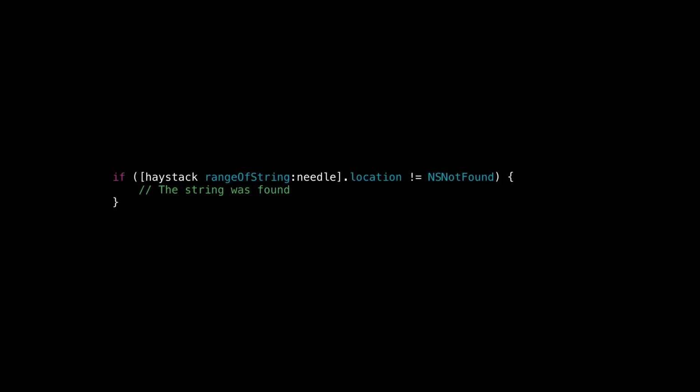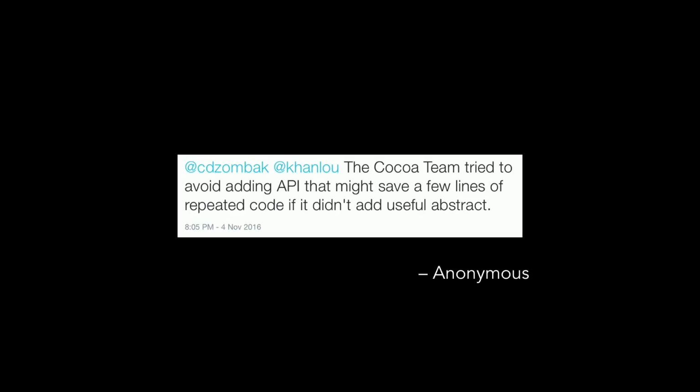And so I went on a bit of a tirade about this, and I got this response from somebody who worked at Apple, name redacted to protect the innocent. They said that the Cocoa team tried to avoid adding API that might save a few lines of code here and there, but didn't add a useful abstraction. Now, I think this is the wrong approach, and we're going to go into a little bit about why that is.